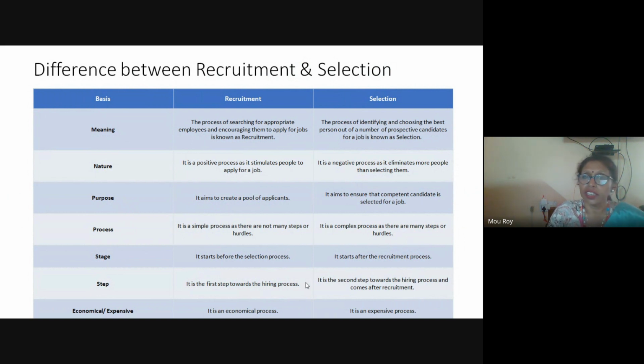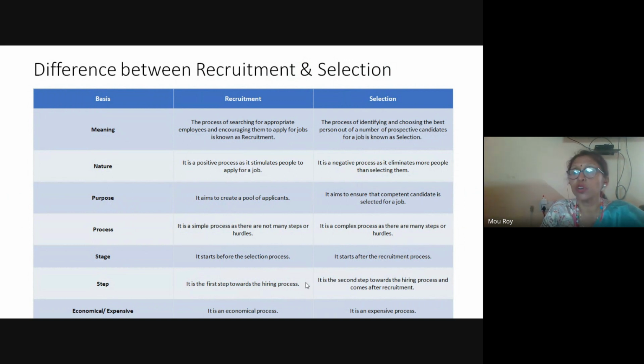As for stage, recruitment starts before the selection process, and selection starts after the recruitment process. As for step, recruitment is the first step towards the hiring process, and selection is the second step, which comes after recruitment. As I have told you, both go hand in hand. Then economical or expensive: recruitment is an economical process, and selection is an expensive process.